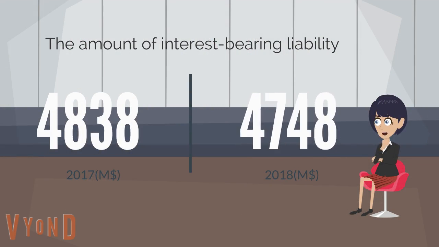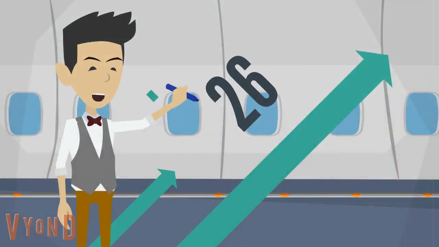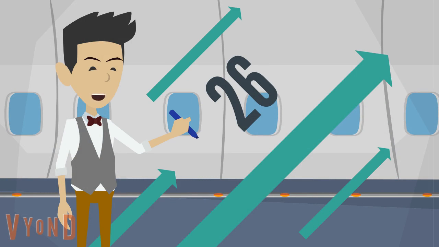Based on the analysis of the data we attained as of the year ended June 30, 2018, compared to $4,838 million, the amount of interest-bearing liability is $4,748 million. Another risky asset involves debt obligations managed by derivative financial tools, and future interest payment is $26 million.